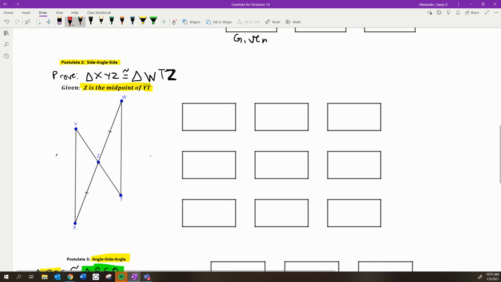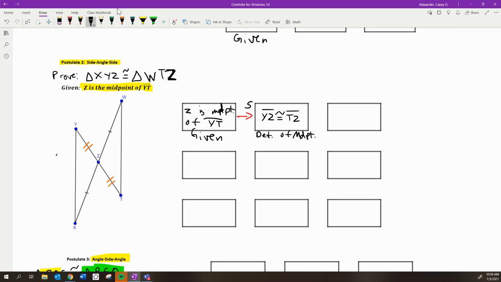Now it says it's given that Z is the midpoint of segment YT. So I'm going to write that in this box. Z is the midpoint of YT. Okay, that's given. And what that tells me, so I'll draw an arrow into this box here, is that YZ has to be congruent to TZ. In other words, if Z is in the middle of that longer segment, then those 2 shorter segments have to be congruent. And my reason for that is that's just the definition of a midpoint. Okay, that's just by definition. So if Z is the midpoint, then YZ is congruent to TZ.